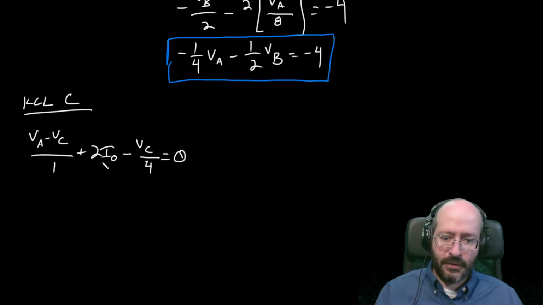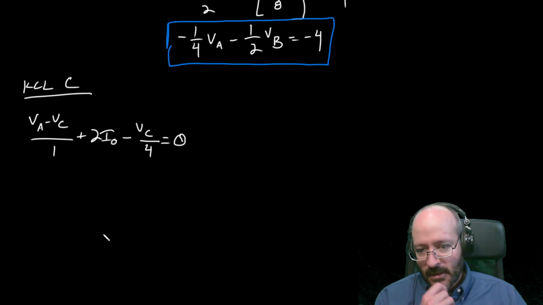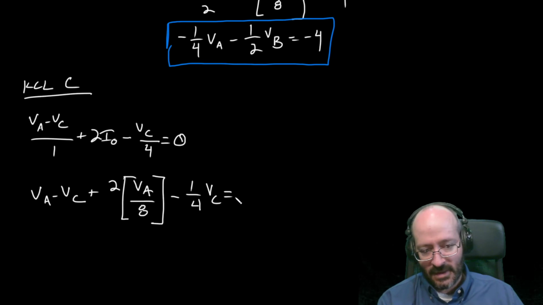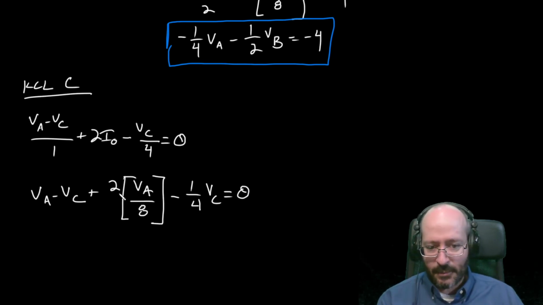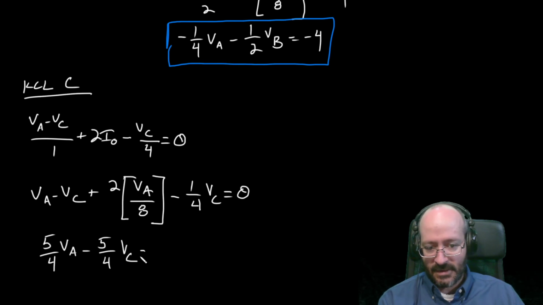Okay, so 2I out is still VA over 8, right? So I'm going to break these up. So this is going to be VA minus VC plus 2 times VA over 8. So that still looks like 1/4. And minus 1/4 VC, and that's equal to 0. So now we've just got a combined term. So this is 5 quarters VA. And we have minus 5 quarters VC, and that's equal to 0.